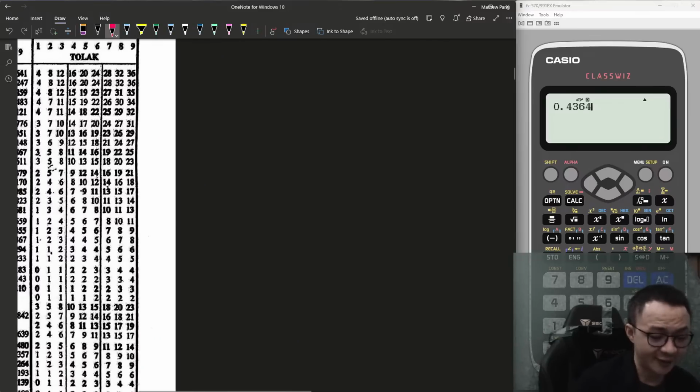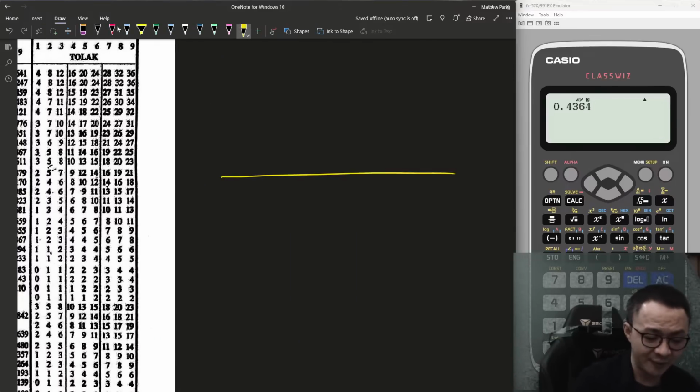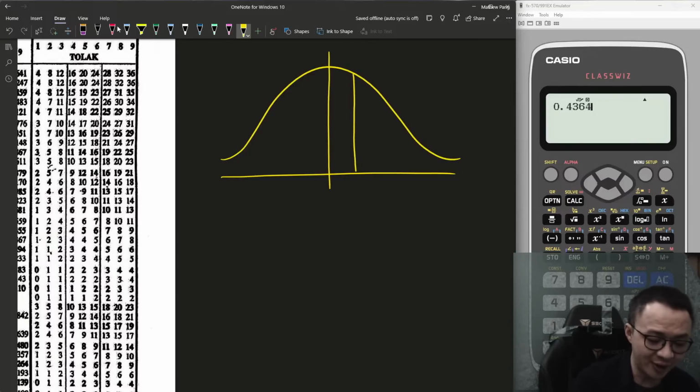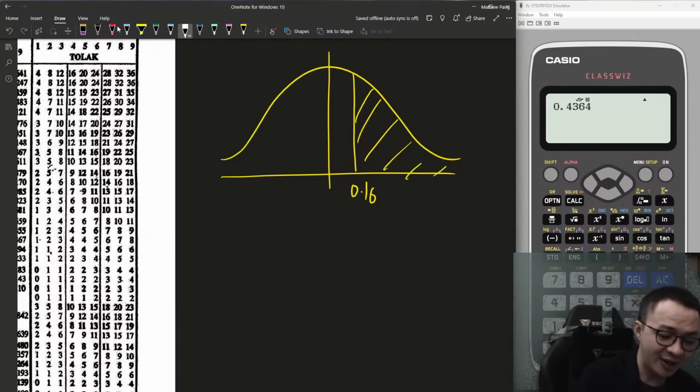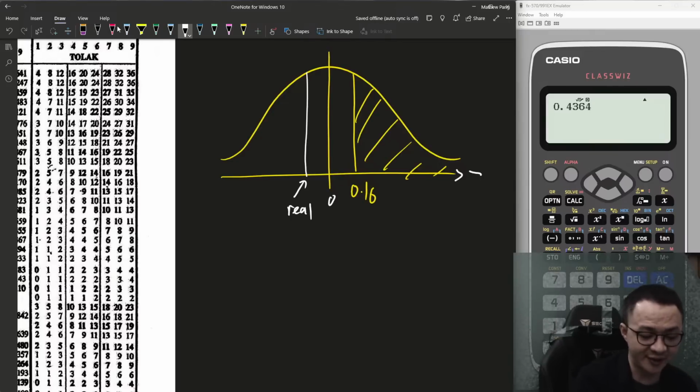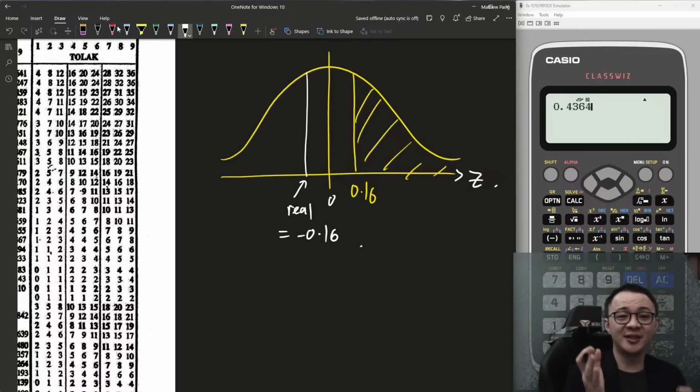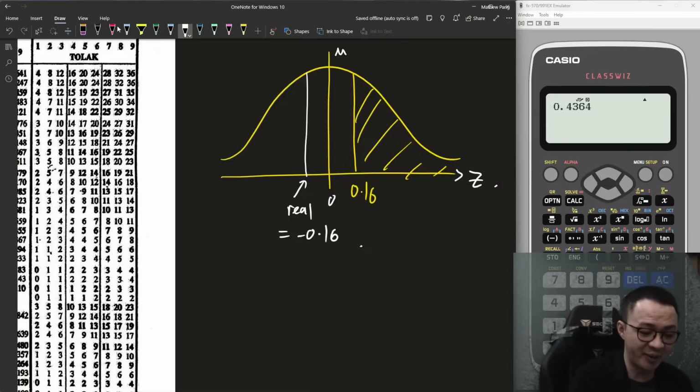0.16, isn't it? So just imagine, just now we have this. If this calculator tells me this is 0.16 because this area, right? And the symmetry one, this is my real value, right? My real value, because this is positive, right? Because the mean is 0, if this is a Z axis. So the real one must be negative 0.16, isn't it? Because it looks like a symmetry on the mean, isn't it? The middle one is called mean.